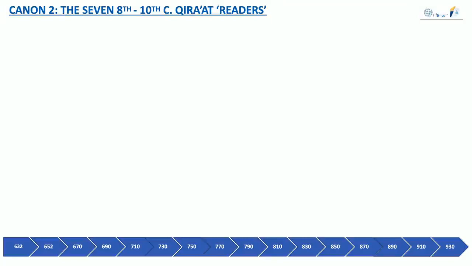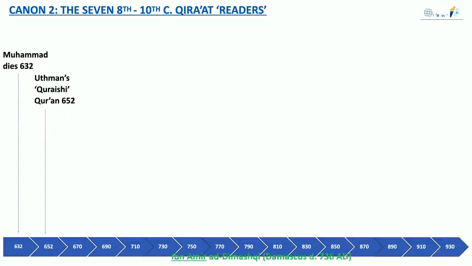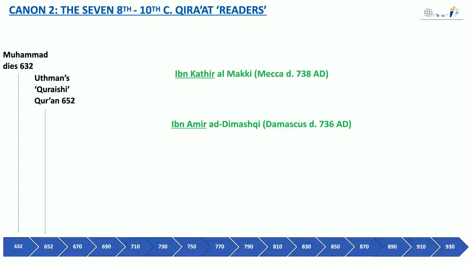What problems do we have here? Well, this is now the 8th century. We're moving into the 8th century, and now you have Uthman's Qureshi in 622. Suddenly you have this Quran appearing by Ibn Amir from Damascus. Look at the date, 736, but his is not alone. Then you have Ibn Kathir. His is 738. He is from Mecca.